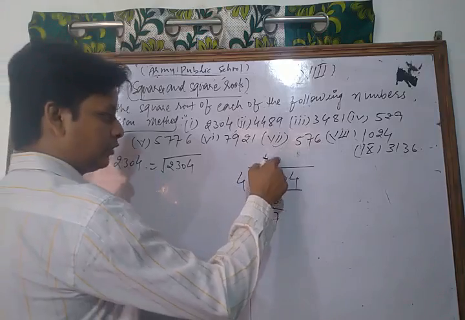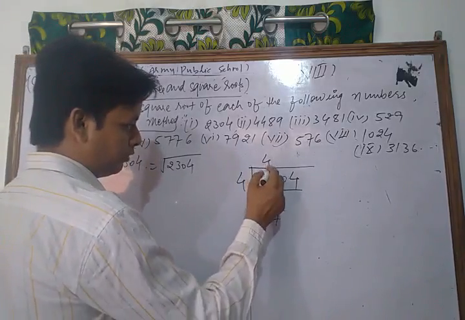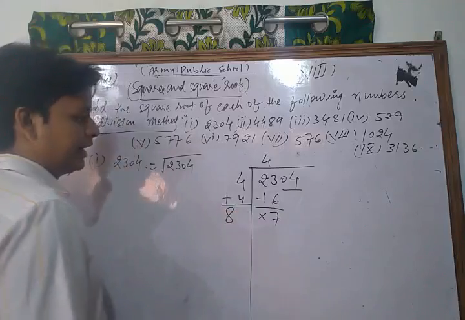After subtracting, this is your quotient, and that quotient is added to the divisor. This is the next process. So here 4 plus 4 is 8.